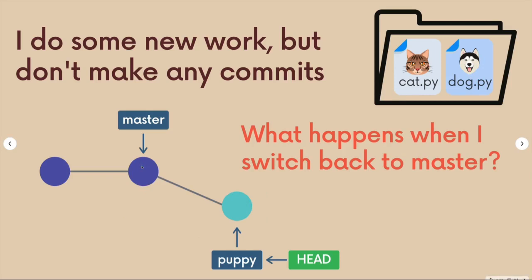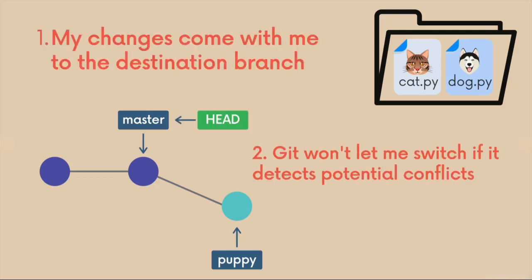I don't know why. Something's wrong. I need to switch back quickly. What happens if I have a file or 100 files, if I have uncommitted changes on one branch and I switch to another branch? Well, there's really two options. One is that those changes will just come with me to the destination branch. They'll just come along and show up on the master branch in this case.